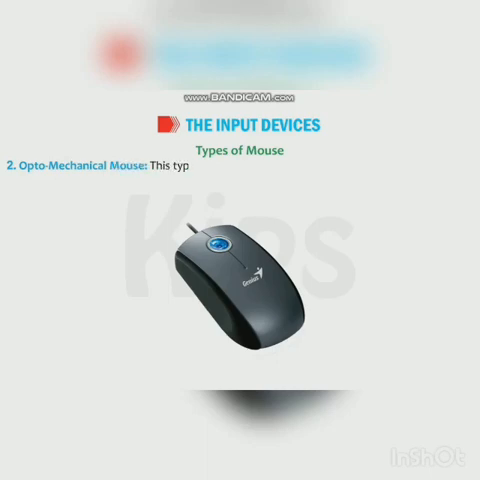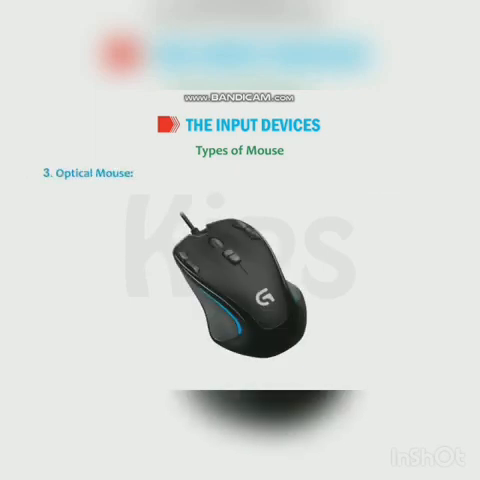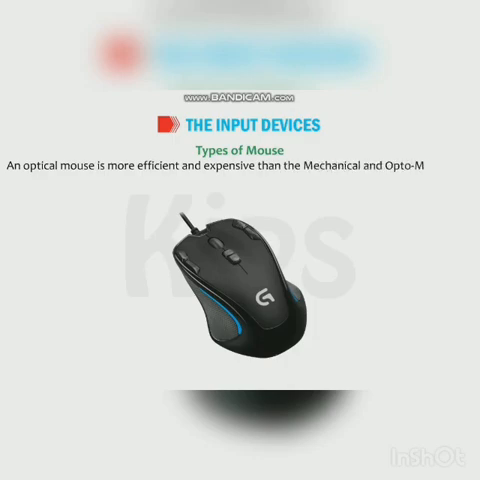Number 2. Opto-mechanical mouse. This type of mouse uses a mechanism similar to the mechanical mouse. The only difference is that it uses optical sensors to detect the movement of the ball. Number 3. Optical mouse. Optical mouse does not have any mechanical moving parts. The laser technology is used to detect the movement of the mouse. An optical mouse is more efficient and expensive than the mechanical and opto-mechanical mouse.